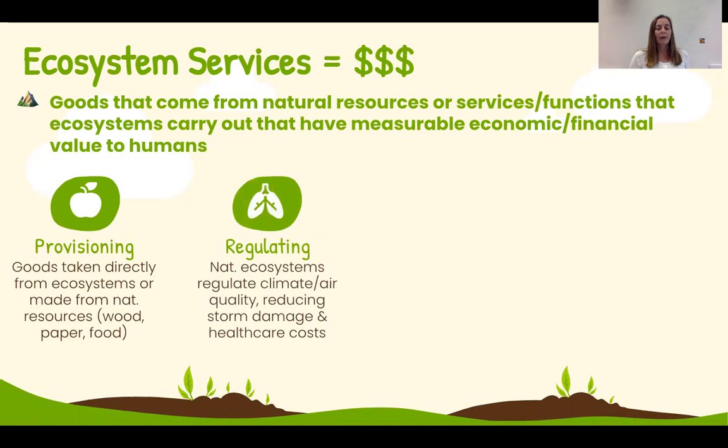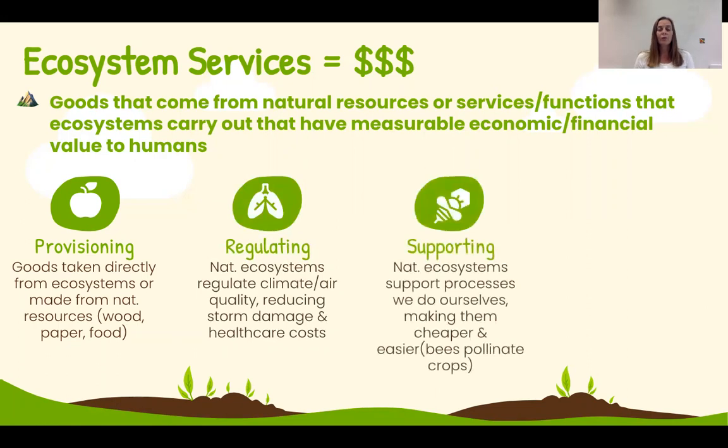When we talk about regulating, we're talking about the fact that natural ecosystems are going to help to regulate the climate. They're going to help to regulate air quality. And by doing that, they're actually going to help to reduce storm damage. And in the sense that they filter air for us, they may actually help to reduce our healthcare costs as well.